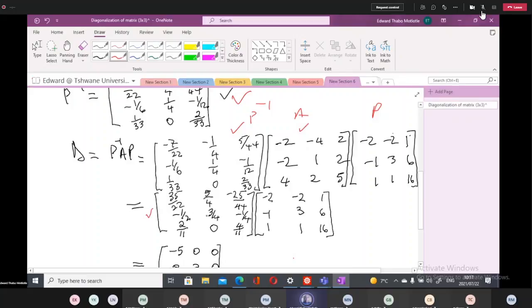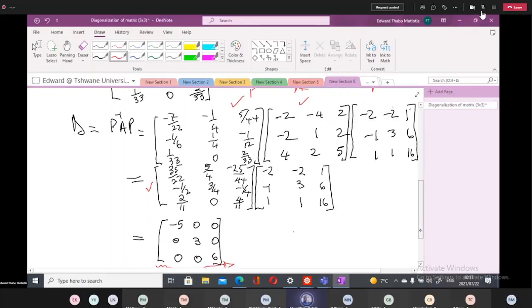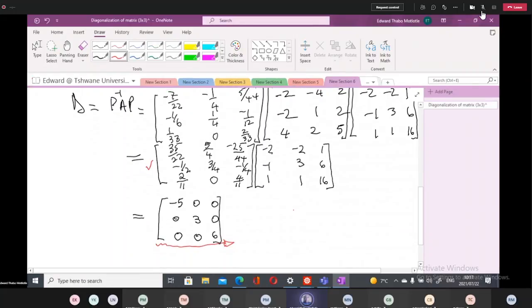This one is where you have to go and test your multiplication. It took me time to do this because I know the answer, but I'm not reaching it. I know my answer must be -5, 3, and 6 on the diagonal. So I struggled to reach this.